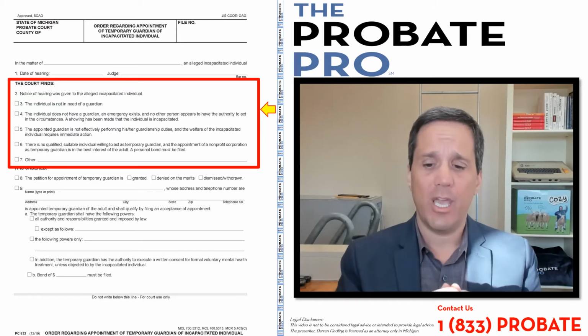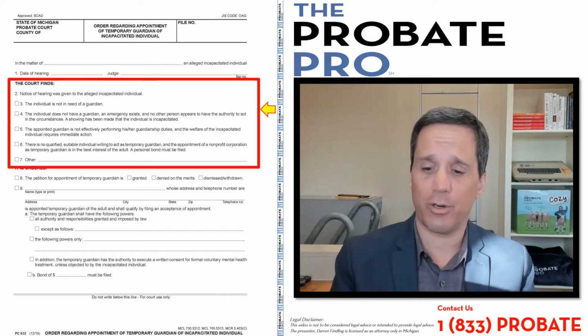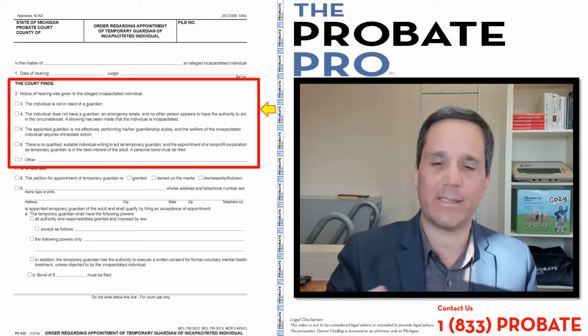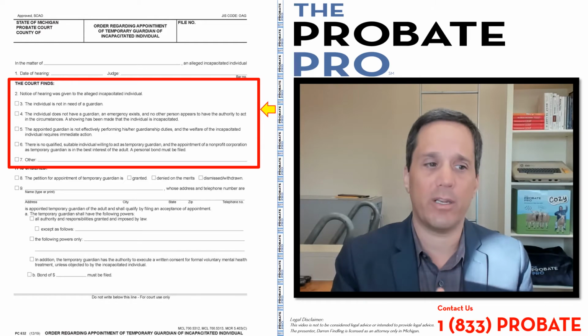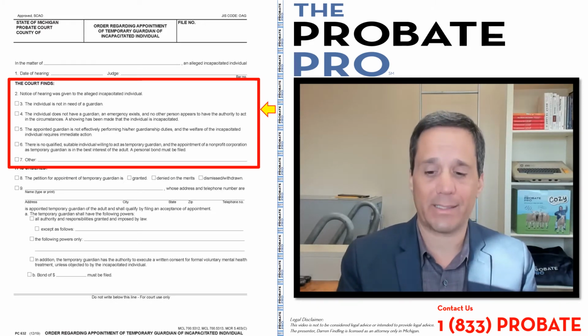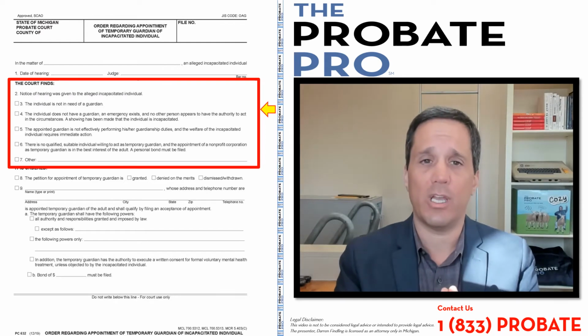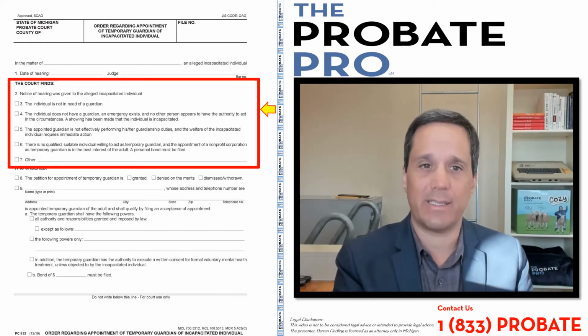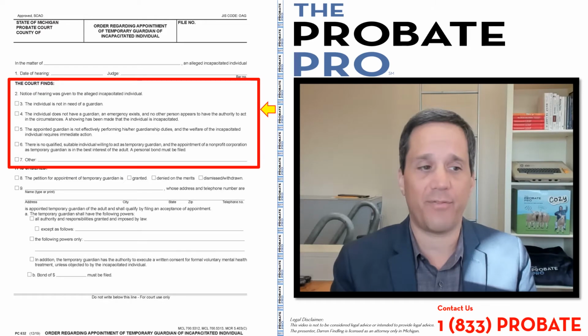So what does that mean? That there is no power of attorney that's in place that already granted the authority to a third party to make decisions. Now, a showing has been made that the individual is incapacitated. So this would be a finding by the court that the person is incapacitated. So there has to be evidence to that effect.